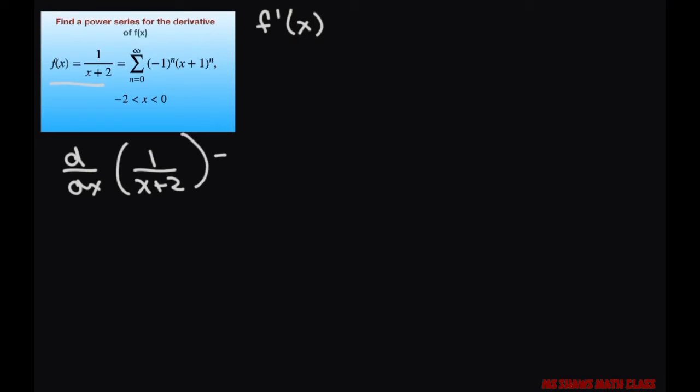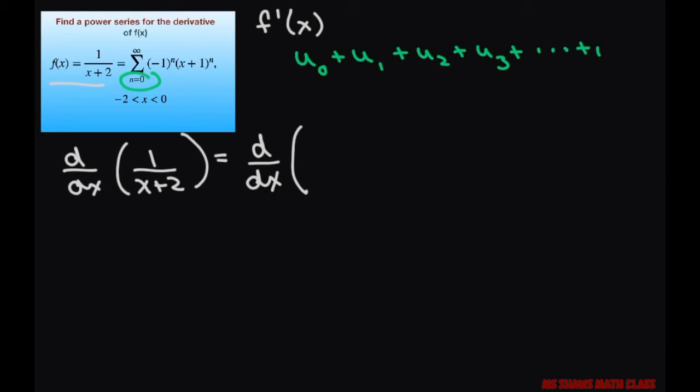So let's go ahead and differentiate both sides of the equation, because we're trying to find f prime of x. So we're going to take the derivative with respect to x of 1 divided by x plus 2. Now on this side, I'm going to go ahead and expand this: u sub 0 plus u sub 1 plus u sub 2 all the way to u sub n, dot dot dot.